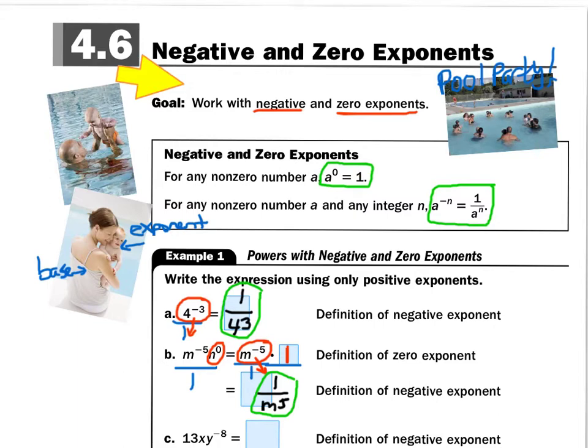Okay? And then for any non-zero number a and any integer n, a to the negative n power becomes 1 over a to the positive n power.